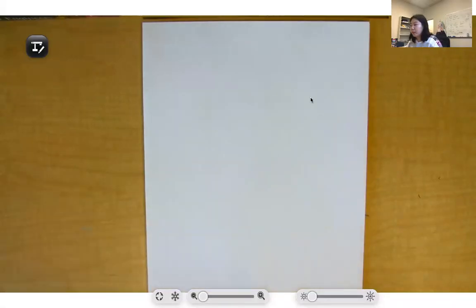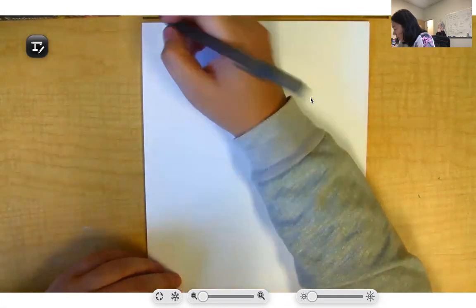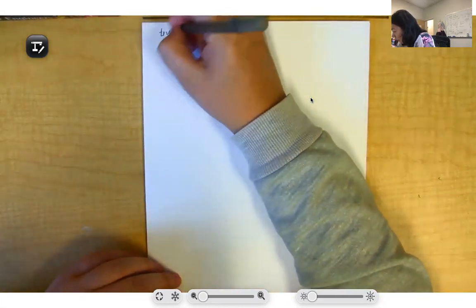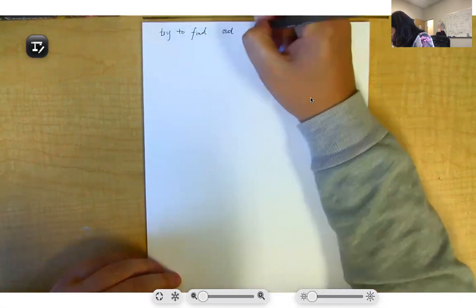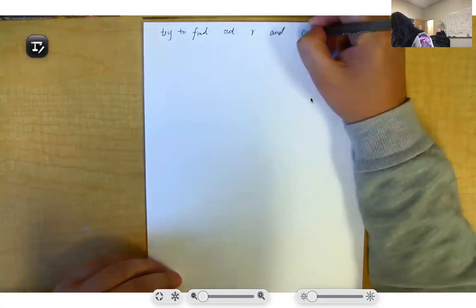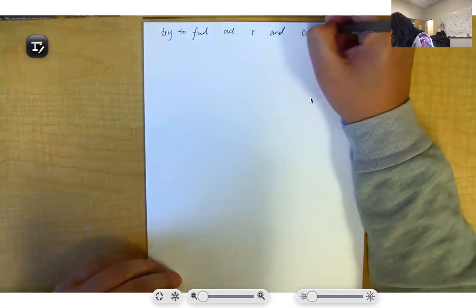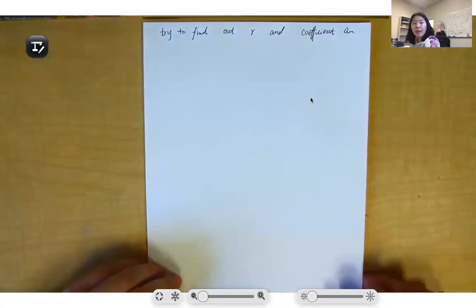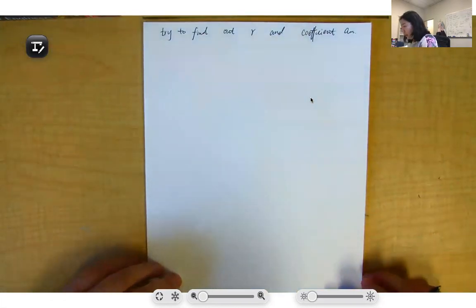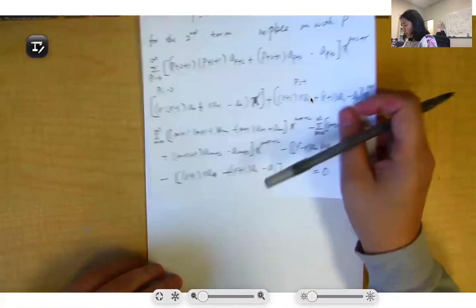Okay, so next part we are trying to figure out what our r and our a naught are, the coefficient a naught. In order to figure out r, we need to go back to our previous equations.